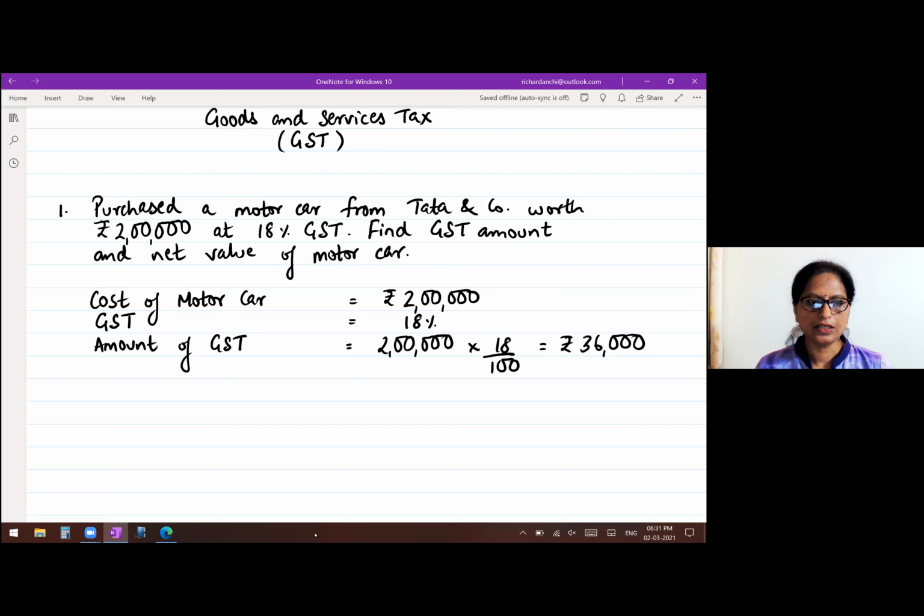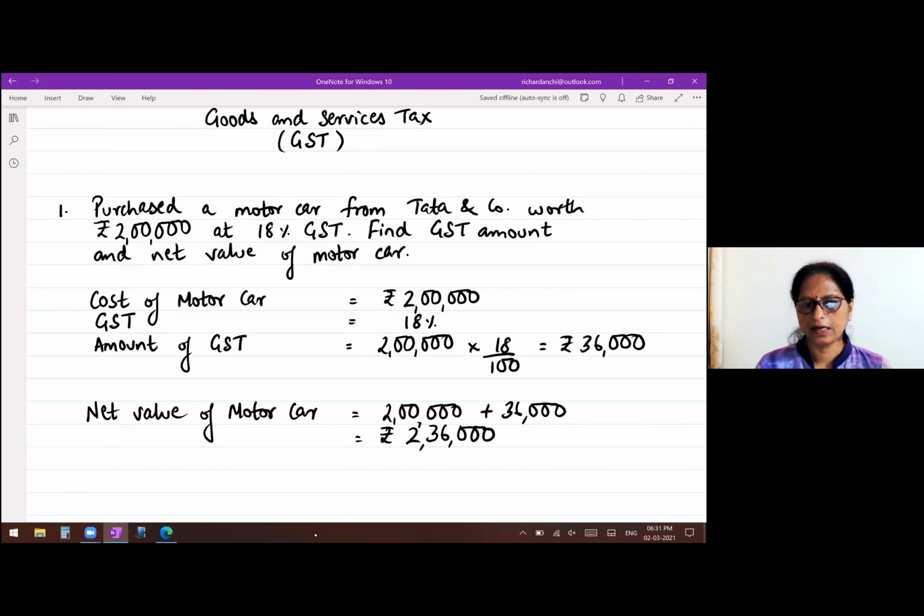Now this GST is included in the net value of the asset. Motor car is an asset. So how will you get? Right, net value of motor car is equal to 2 lakhs plus 36,000, that is cost plus GST. So that amounts to 2,36,000. So first you will find out the amount of GST added to the cost of the asset, and then you will get the net value.